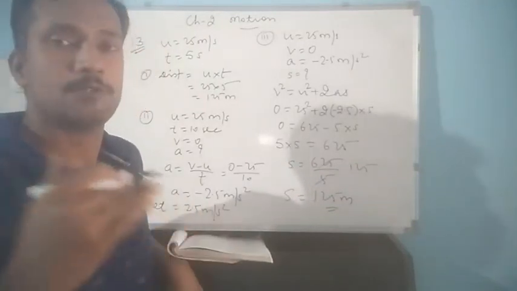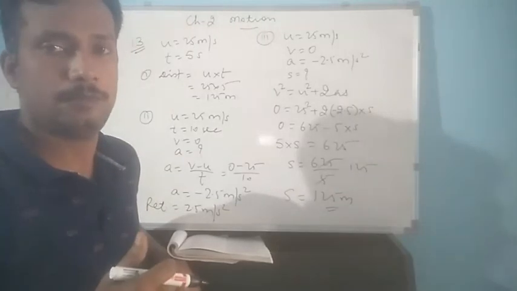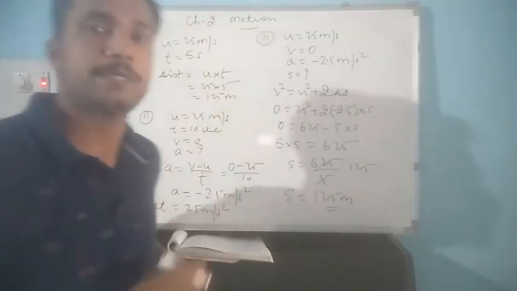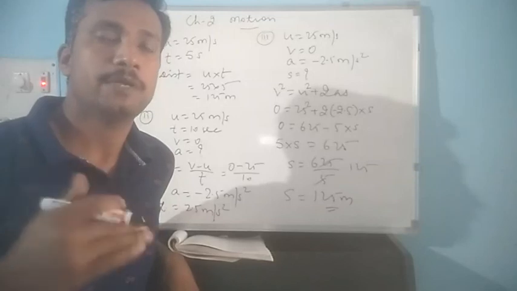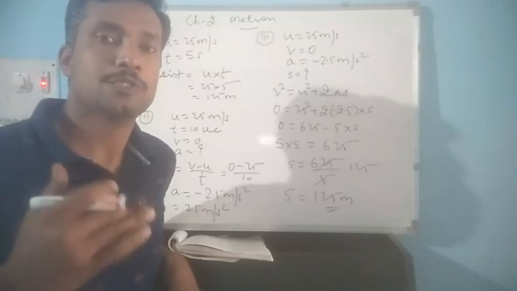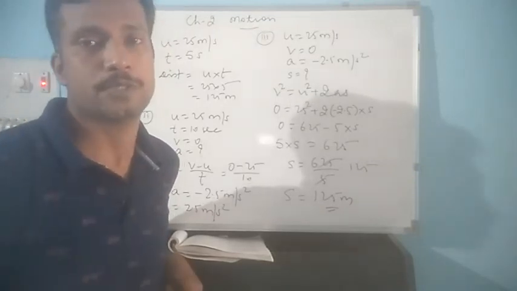So this is how you have to solve all the remaining numericals. First write down all the information given, that will give you an idea to use the appropriate equation of motion.